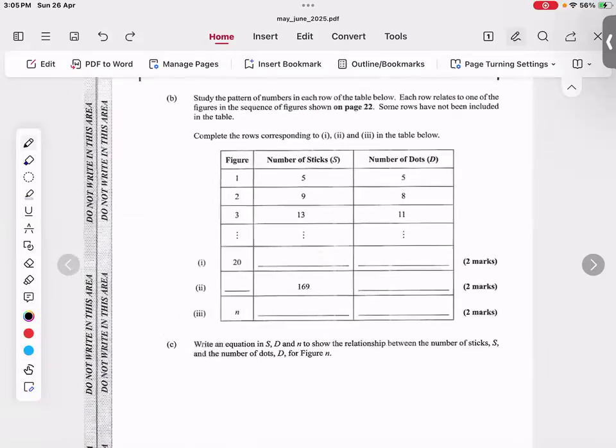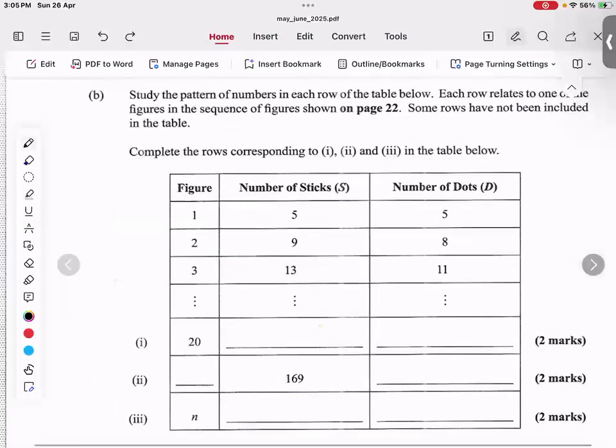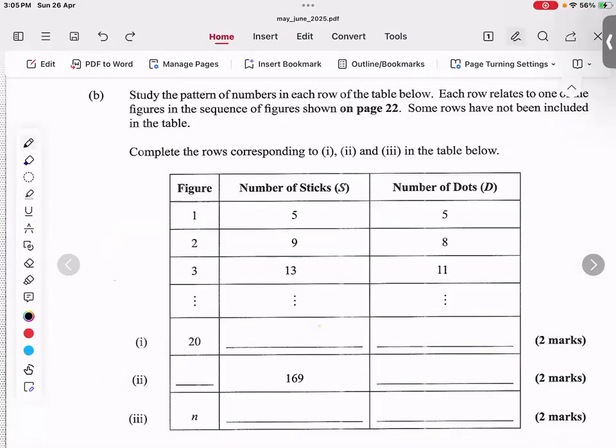We're all tired. Let's go. Study the pattern of the numbers. It's a pattern you're trying to figure out. There's no formula that works in every table. You look at the numbers and see the relationship between them. Figure 1 has 5 sticks and 5 dots. Figure 2 has 9 sticks and 8 dots. Figure 3 has 13 sticks and 11 dots.